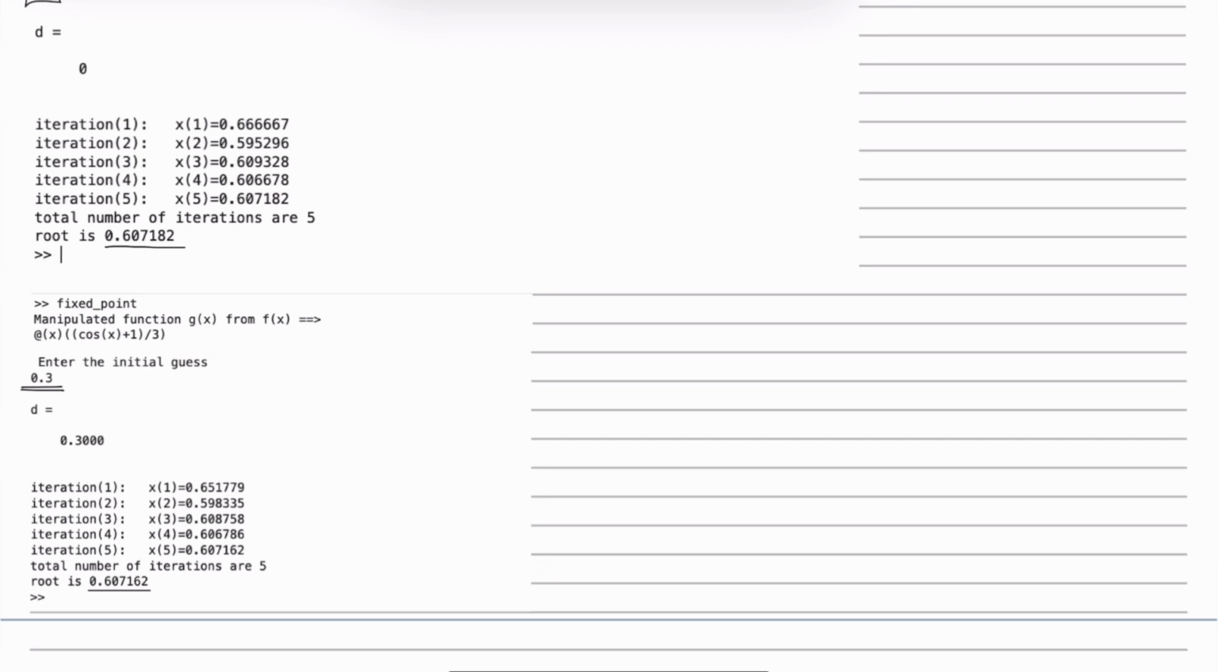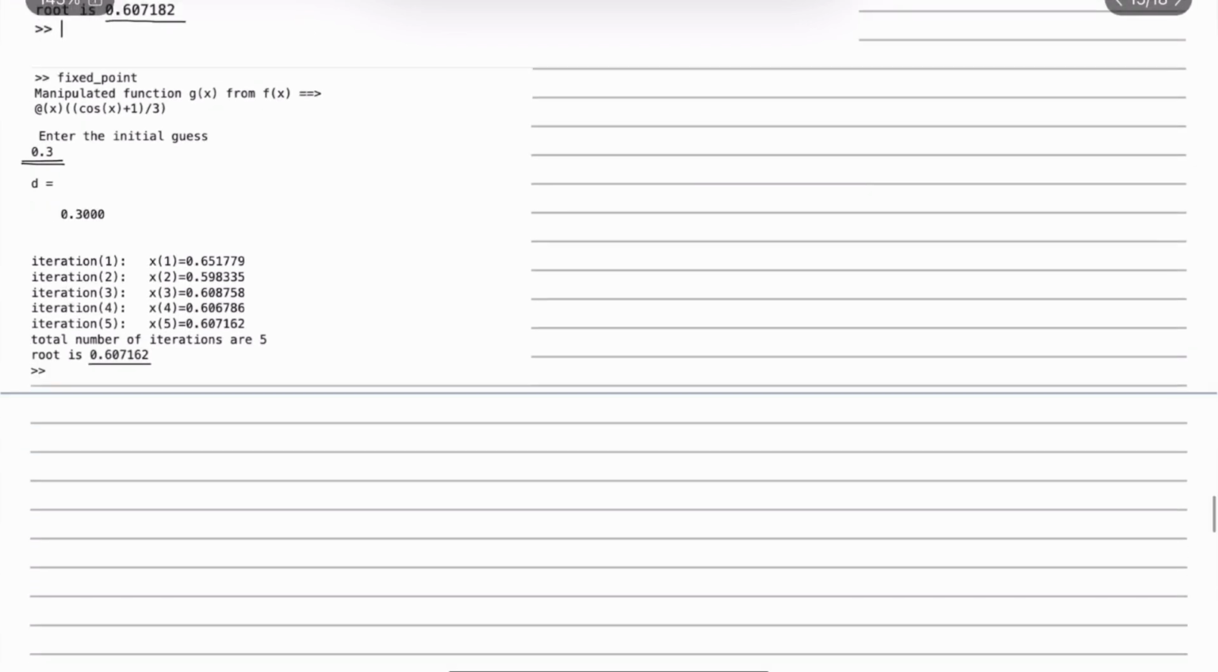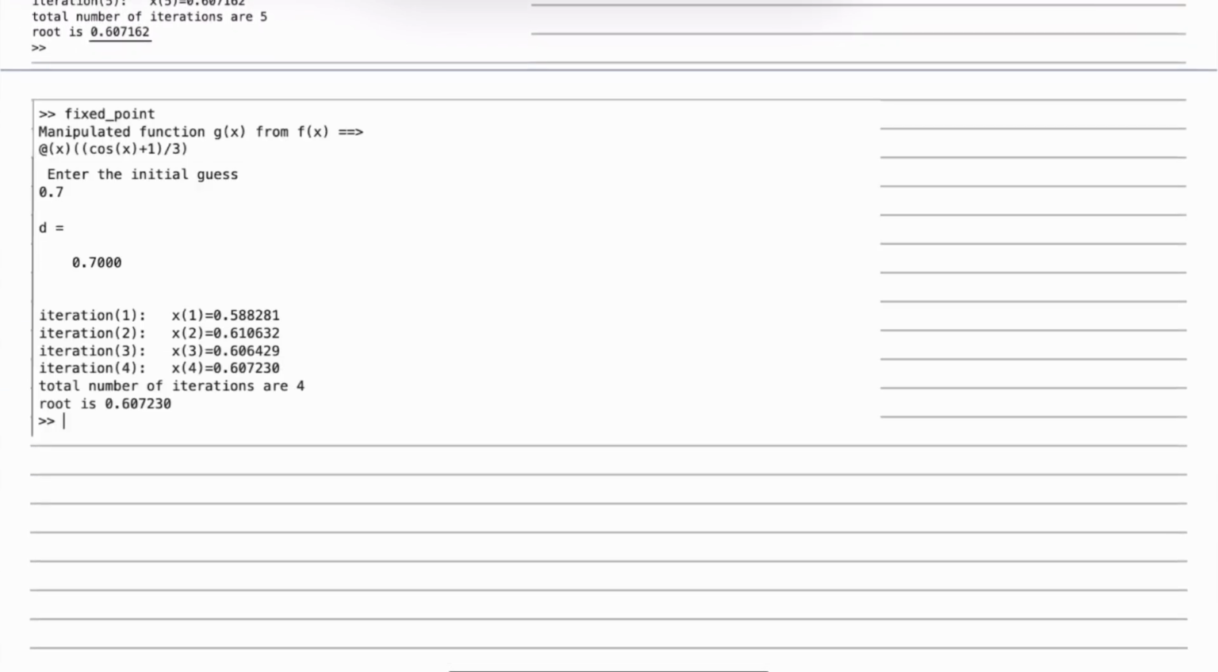What if we take the initial guess as 0.7, which is more than the required root? After taking 0.7 as the initial guess, we have seen the root is still correct up to 3 decimal places. So from here we have made an understanding that we can take the initial guess as any number between the given interval.